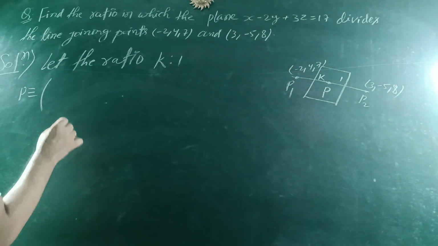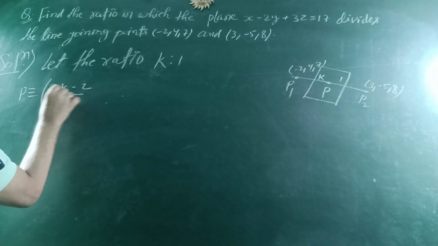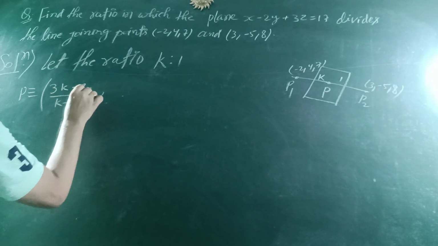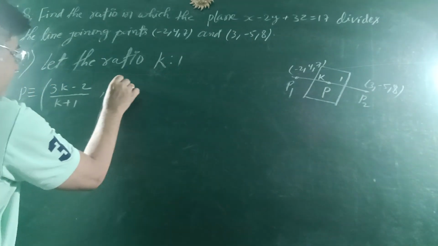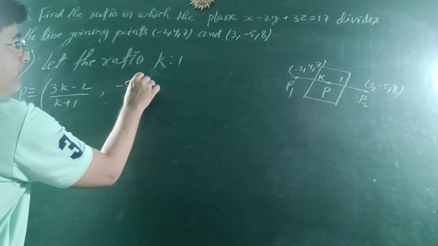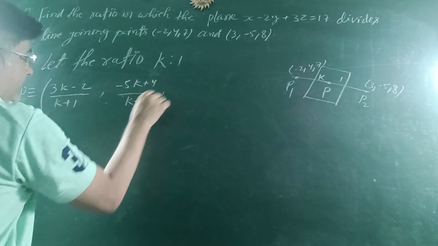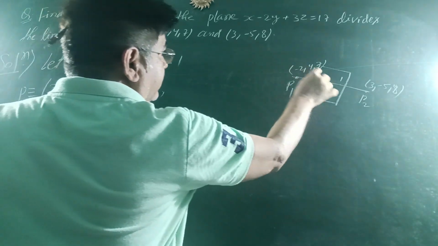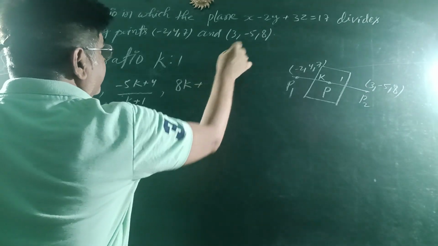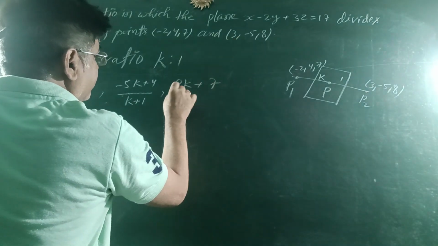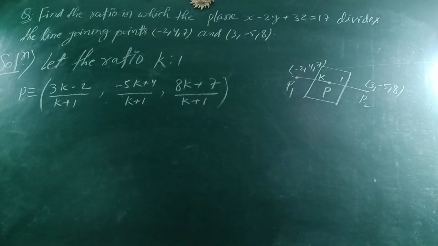X के लिए क्या हो जाएगा: (3K minus 2) by (K plus 1). This is the X, and the other, Y, is (minus 5K plus 4) by (K plus 1). And Z, K multiply it, (8K plus 7) by (K plus 1).